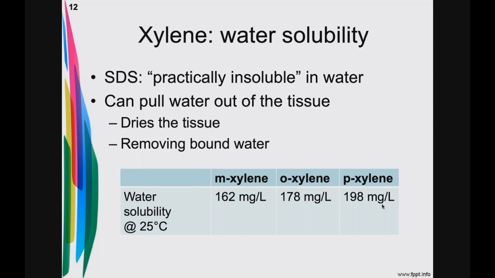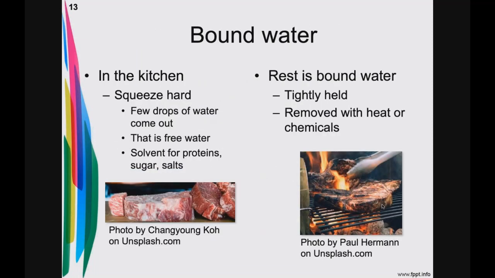Now, what does this mean in terms of xylene water solubility for us in technical work? If xylene can hold water, that means if you put a piece of tissue into xylene and the tissue's got some water in it, the xylene's going to pull it out. It's the same way that alcohol dries out tissue. Xylene has the same capability, because of its water solubility, to dry out the tissue. And the type of water it's going to remove is what's known as bound water.